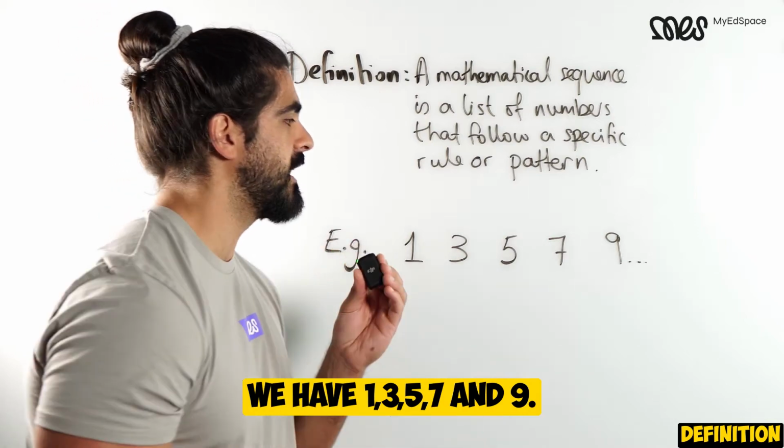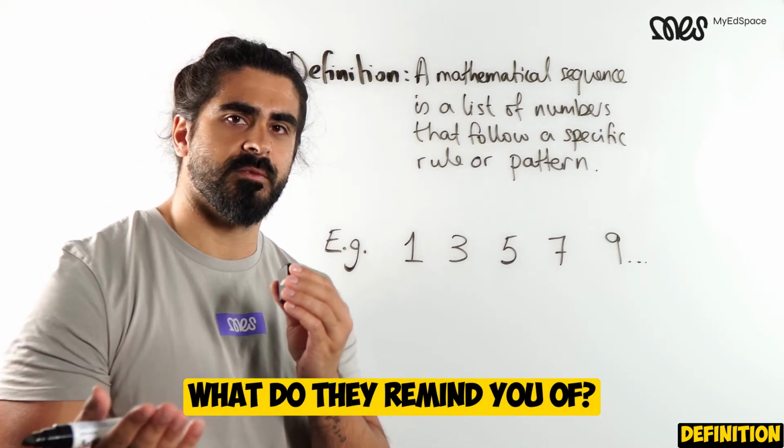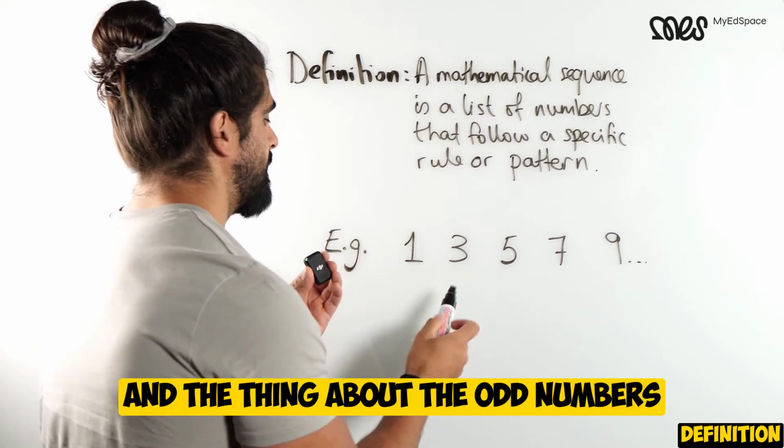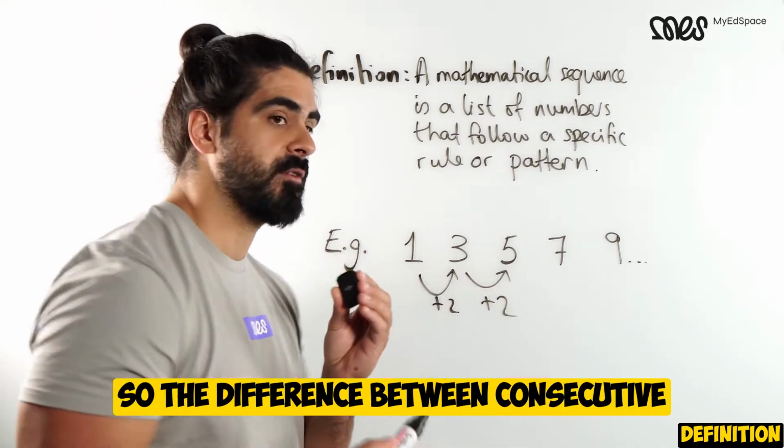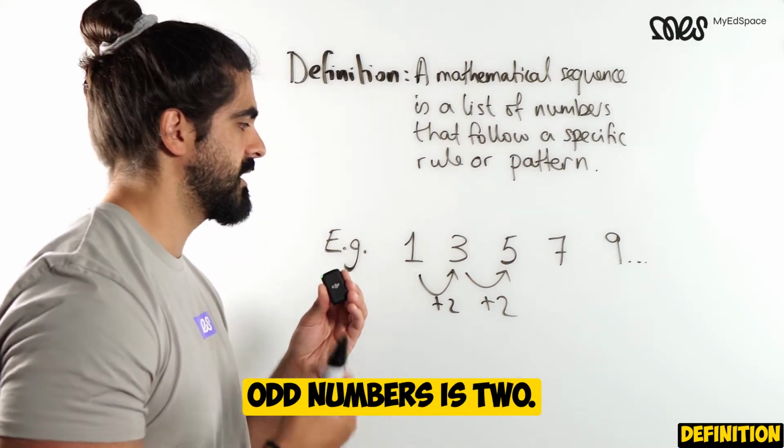We have 1, 3, 5, 7, and 9. What do they remind you of? They should look like the odd numbers to you. And the thing about the odd numbers is they go up in twos. So the difference between consecutive odd numbers is 2.